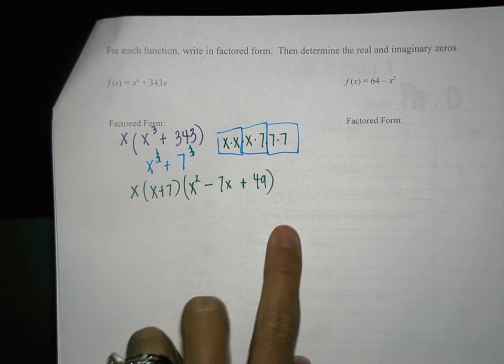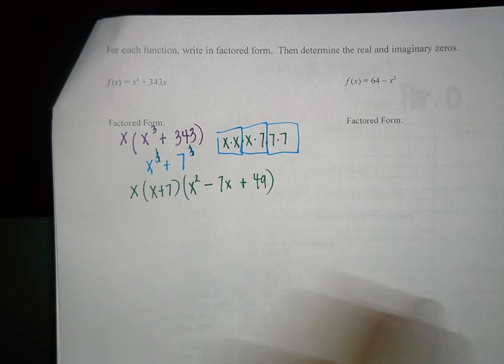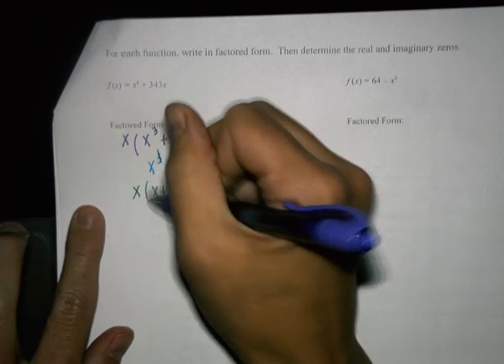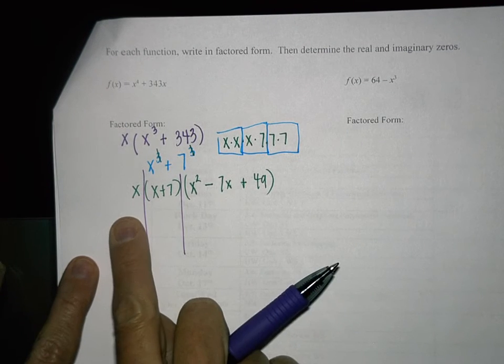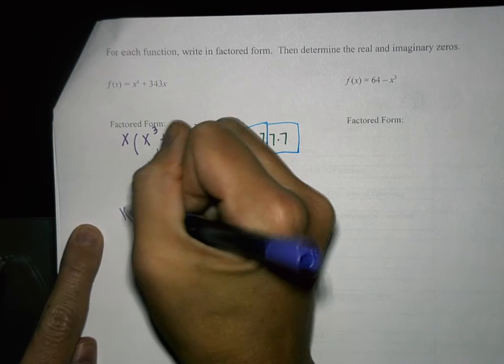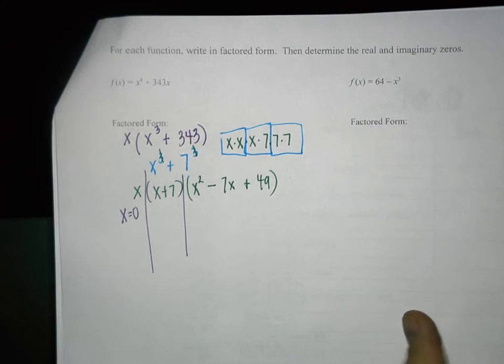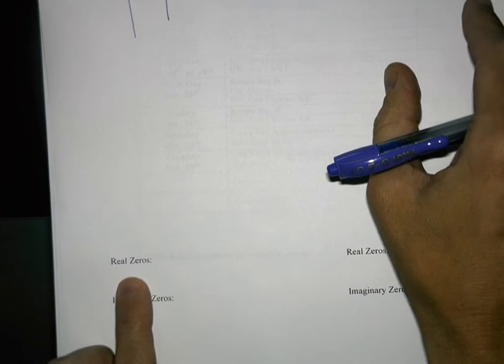So you know how we have to set each of these factors equal to 0 in order to find how it goes on the graph. Do you guys remember? Okay, so what we're going to do is set each of these factors equal to 0. So my first one, can x equal 0? Yes, x equals 0. So at the bottom here where it says real zeros, guess what one of my answers is?